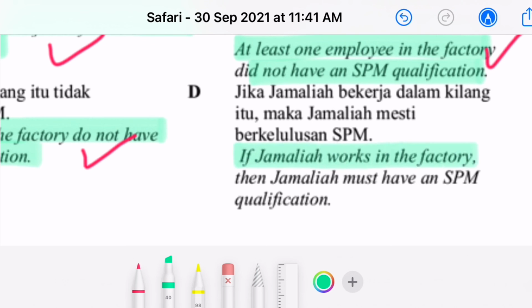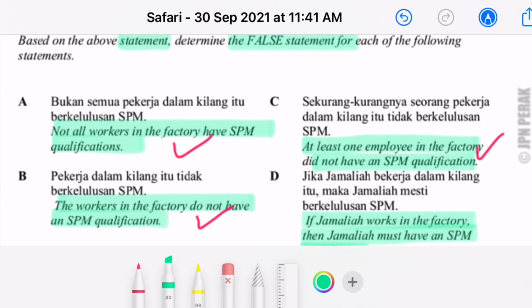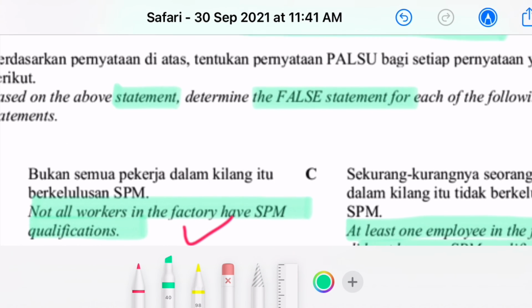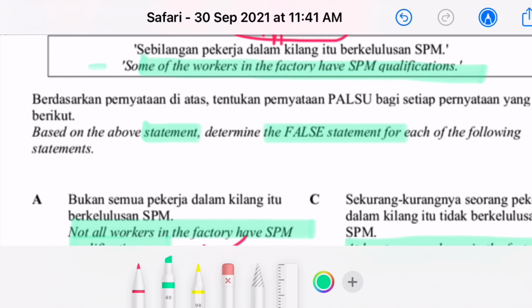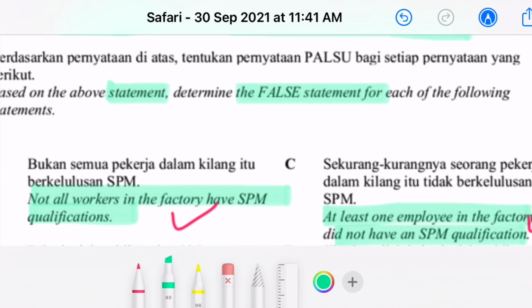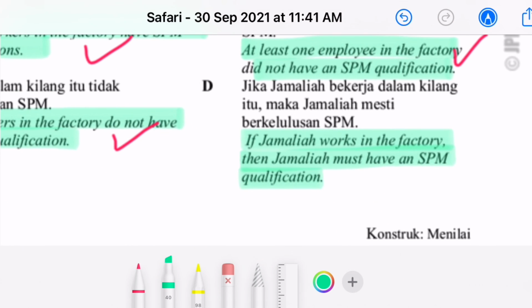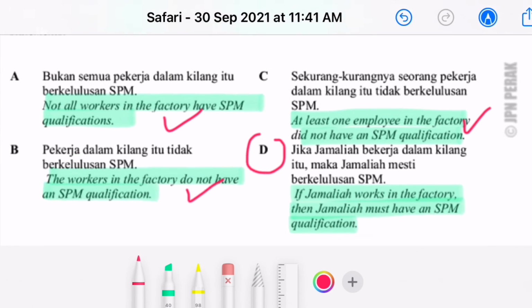If Jamalia works in the factory, then Jamalia must have an SPM qualification. No, because according to the statement, some of the workers, some, right, not all. So this is a false statement. So the answer is D.